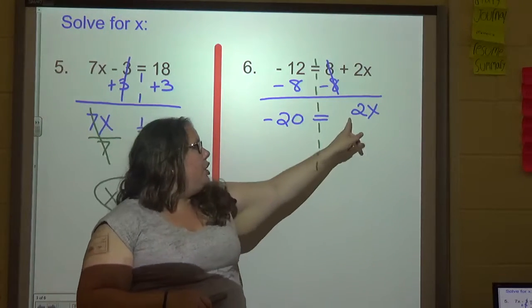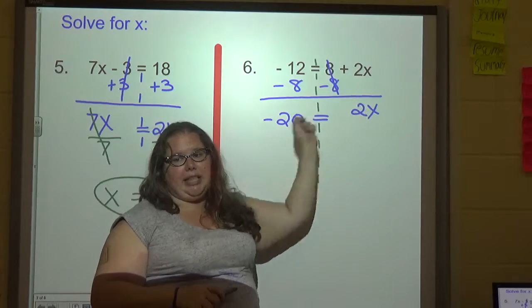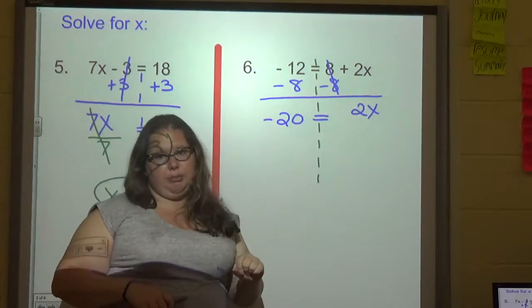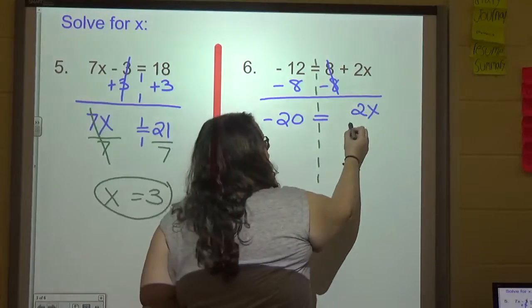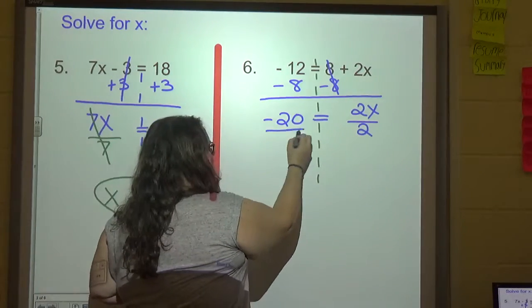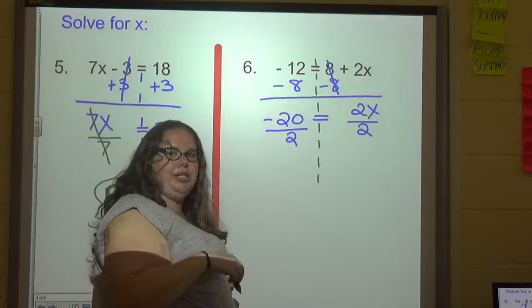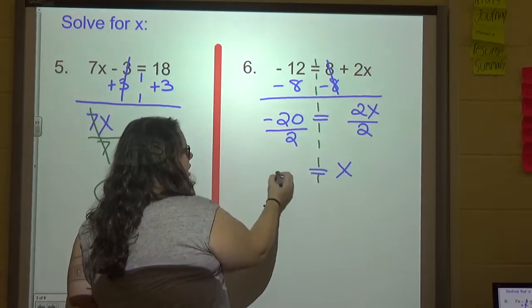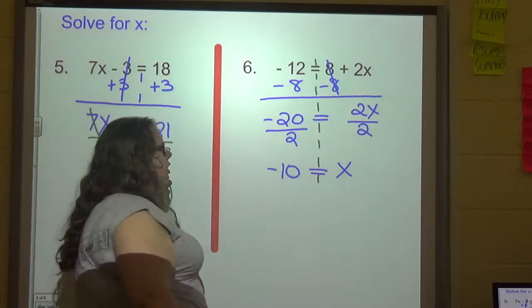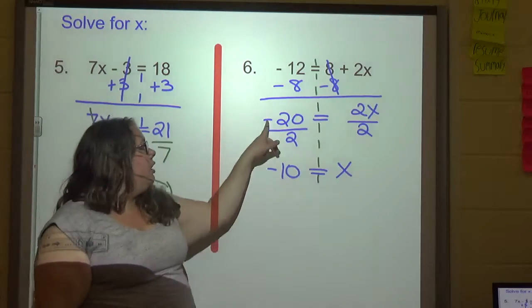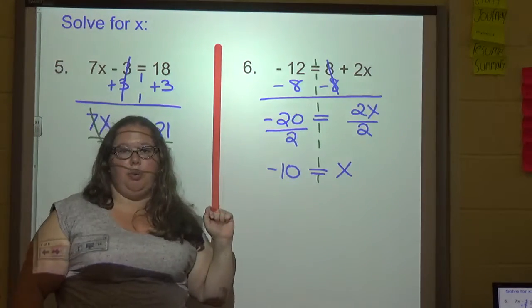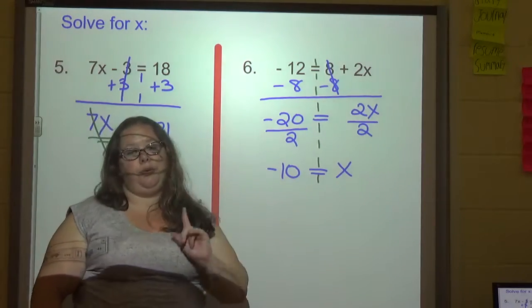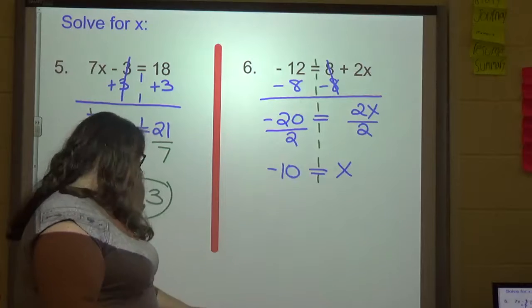Last step, we want to get x by itself. It's got that 2 in front. These are multiplying. Inverse of multiplying is dividing. Divide by 2. 2 divided by 2 is 1. I'm just going to write x equals negative 10. 20 divided by 2 is 10. Don't forget your negative. Negatives are important. Having $1 million and owing someone $1 million are two very different things.